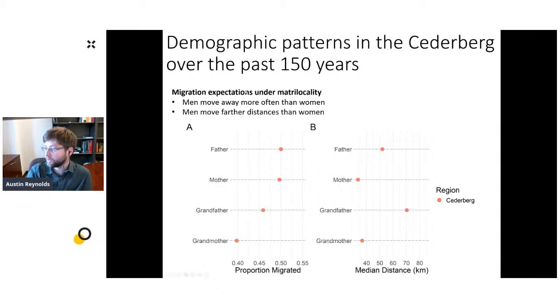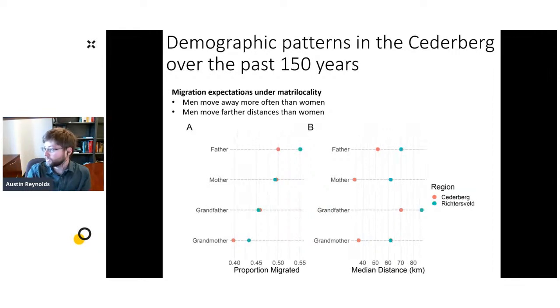And when we compare what we have in the Cedarburg to the Richtersveld, which is twice the distance away from Cape Town as the Cedarburg is, we see similar patterns where men are moving more often than women, and they're also moving further distances. And we even see that during the most recent generation in the Nama and the Richtersveld, men are still moving more often than women. So what we think we're seeing here is not only a geographic gradient in Khoisan genetic ancestry, but also possibly a cultural gradient as well, where some of these Khoisan cultural practices are persisting in populations further away from the colonial and economic center of Cape Town.